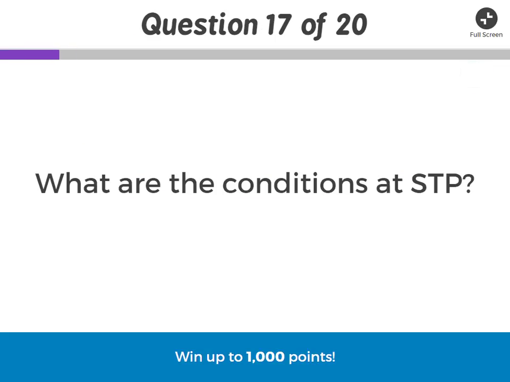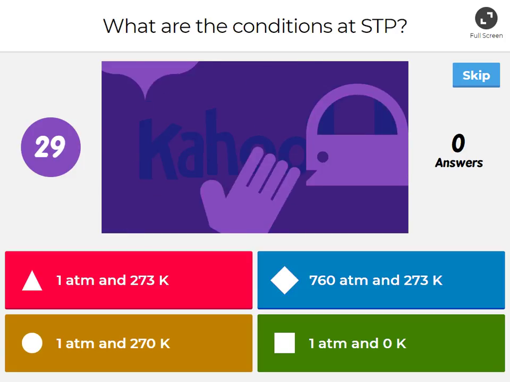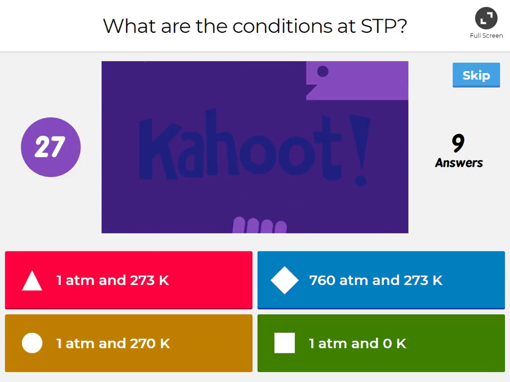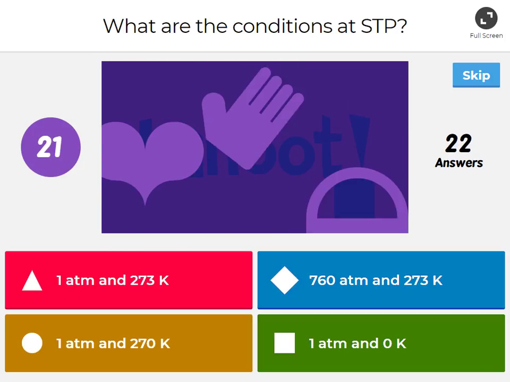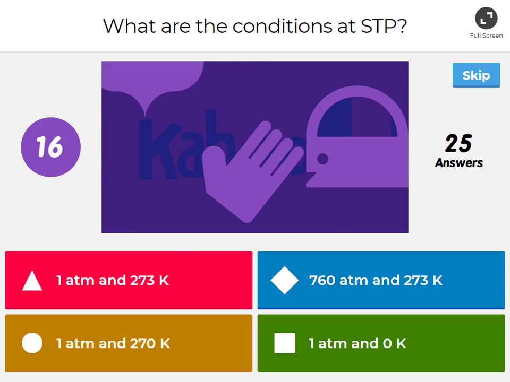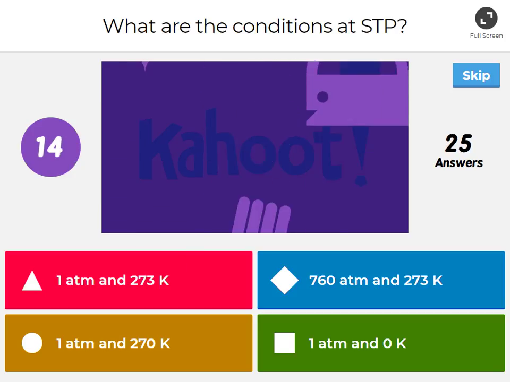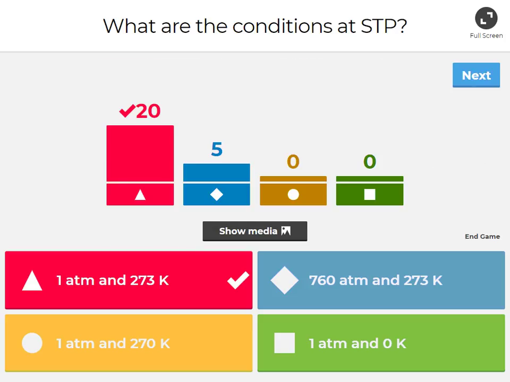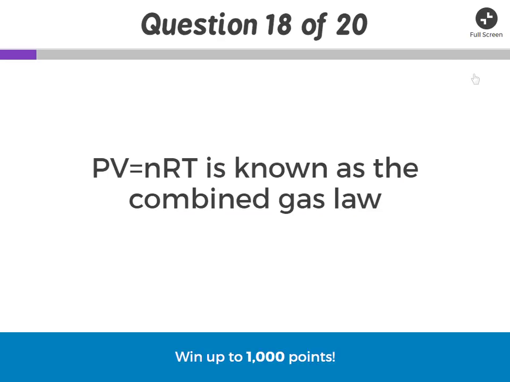What are the conditions at STP? All right, 3, 2, 1. Okay, and that's on the front of your foldable. 0 degrees Celsius or 273 Kelvin. Next, PV equals nRT is known as the combined gas law.